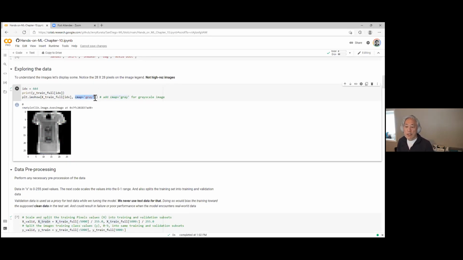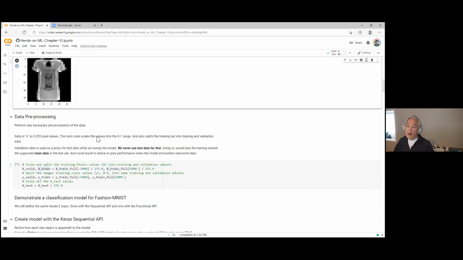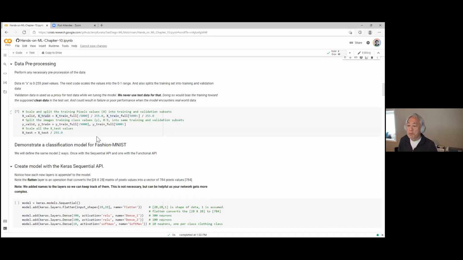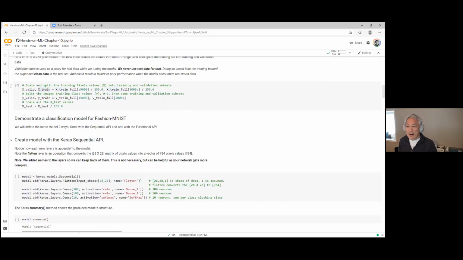So this little cmap function does that. But later on, we're going to see these, and I like them better in color than in gray. So there, it's my notebook. Okay. So let's go ahead and create our model.